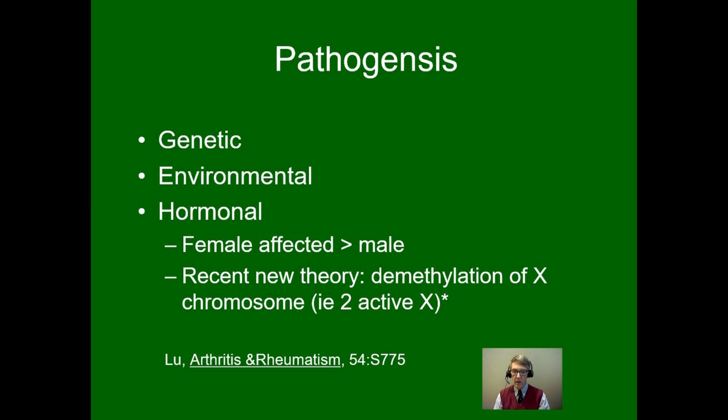Typically, one of the X chromosomes is inactivated, and under the microscope we call those Barr bodies. However, it's been found that in patients with lupus there tends to be more demethylation of the X chromosomes, so perhaps both X chromosomes are being expressed in the body, and this could possibly lead to antigens that could be perceived as non-self and cause autoimmune disease.